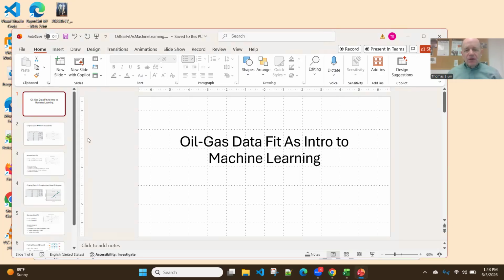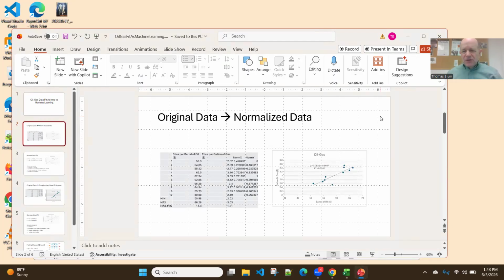Okay, so here's the data I'm going to use. It's some old data I happen to have lying around, and it is about the price of a barrel of oil and how the price of a gallon of gas depends on that.